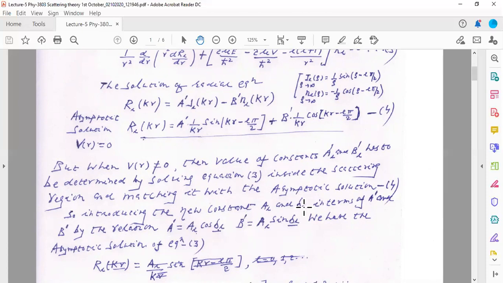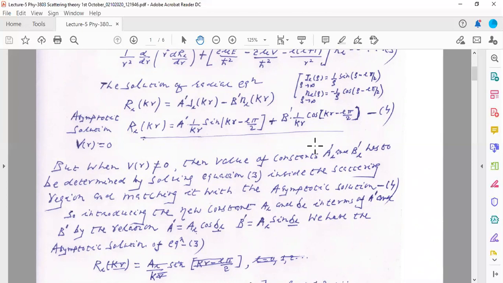You see the radial part of the solution, the radial wave equation. When the particle does not experience a potential, then equation number 4 is the solution. But when a particle is very close to the scatterer, when it enters the region of potential, it experiences a potential, and then the phase of the radial part is altered.